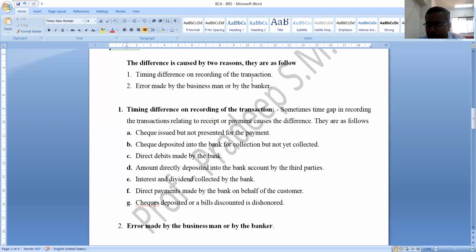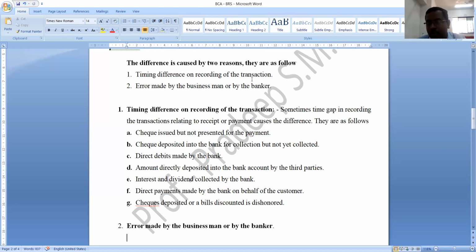The next one is direct payment made by the bank on behalf of the customer. Certain times we will give standing instructions to the bank, like we'll ask them to pay our electricity bill, telephone bill, water bill. We'll ask them to pay insurance premium. So as per our standing instruction, they will go on making all the payments, and every time they will not bring it to our notice. At that time, what happens? Those particular transactions will appear only in passbook. They will not appear in cash book.